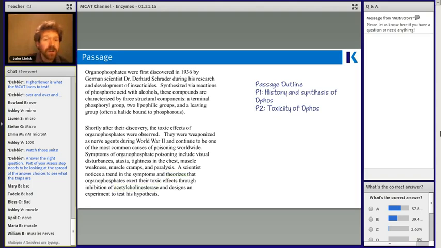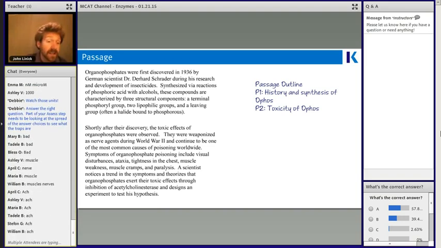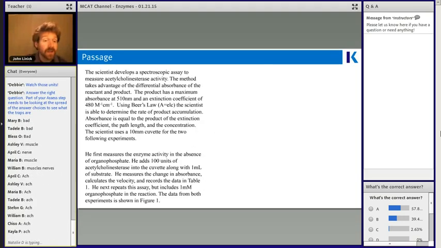So if they're going to inhibit acetylcholine esterase, what would we end up with too much of? Too much acetylcholine, right? Acetylcholine esterase breaks down acetylcholine, so the main idea here is that we're going to get too much acetylcholine. All right, so that's the main idea there.